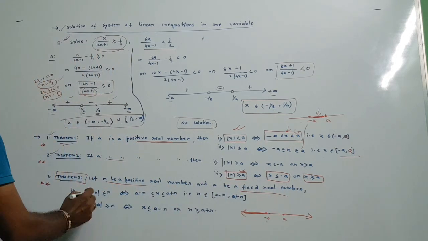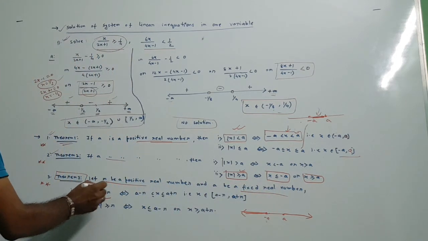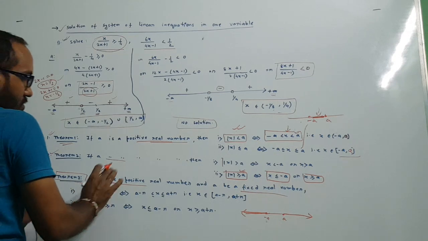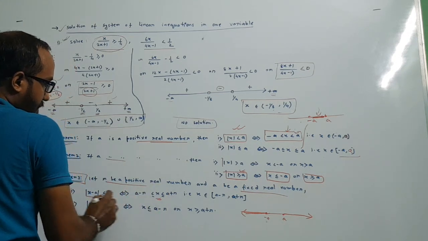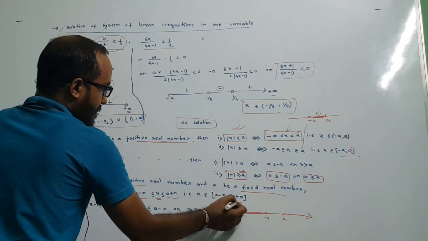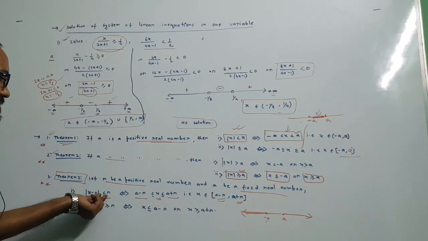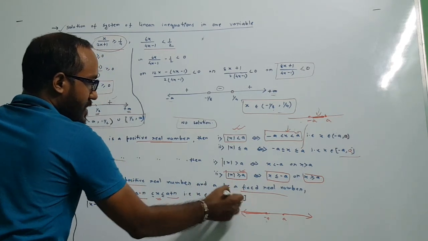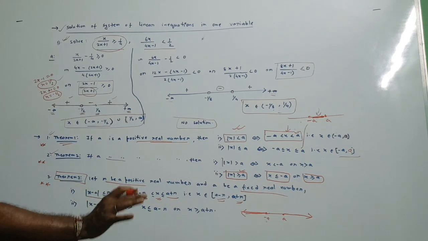And in theorem 3, we can say that if R is a positive real number and A is a fixed real number, if mod of x minus A is less than or equal to R, our solution would be from A minus R to A plus R, that is the closed interval A minus R to A plus R. If it is only less than, you will have only an open interval here, there is no other change.